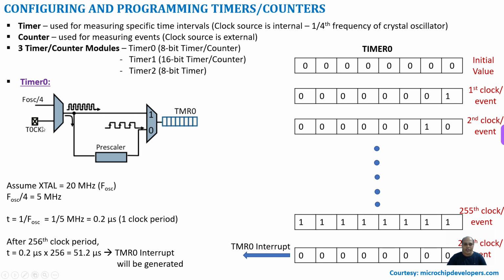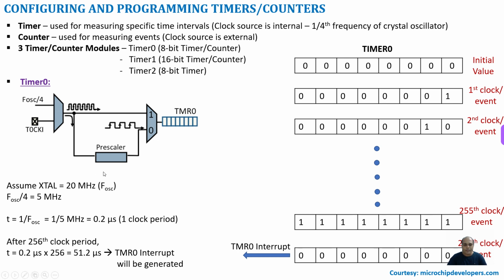We have to select whether we are going to operate this timer in timer mode or counter mode. For that we have a bit called T0CS. T0CS is the timer 0 clock source bit. Later I will discuss that bit. Thereby a timer mode or counter mode will be enabled.